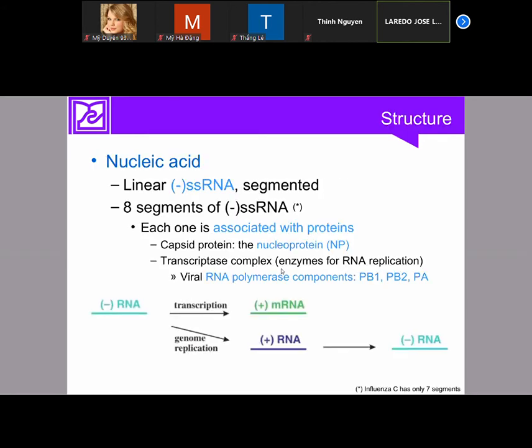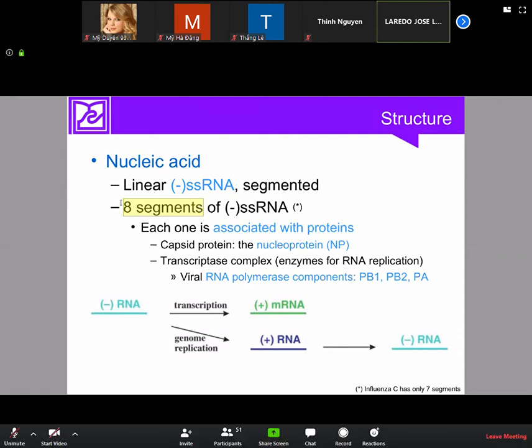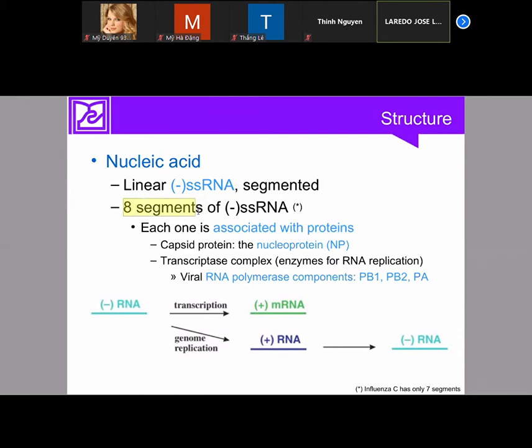Okay, so we continue. So, negative sense, single-stranded RNA. Okay, 8 different segments. Influenza A and influenza B viruses contain 8 segments, independent. Each one of these segments has its own capsid. So 8 segments with 8 capsids, 8 helical capsids. Well, influenza C, that is not important for humans, has only 7 segments, but this is not important. So remember, 8 segments, each one with its own capsid.